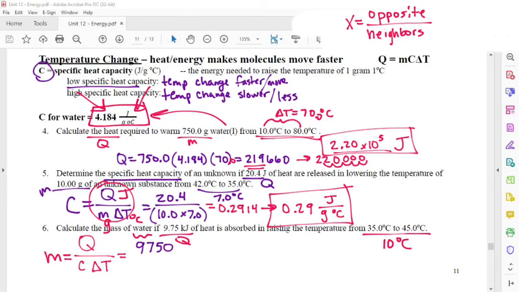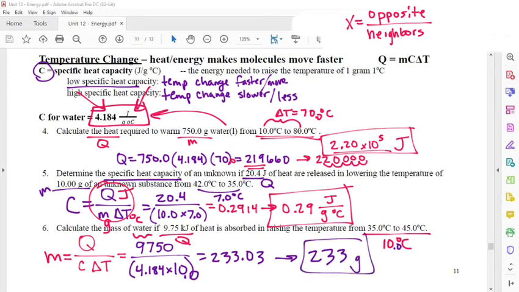So this is 9750 joules, and then our C is 4.184, and our delta T is 10. So if we do that math, 9750 divided by 4.184 and divided by 10 is 233.03, and I would need this, how many sig figs? Yeah, I should have kept that 0.0. That's 3 sig figs there. So I can round this to 233, and this is our mass, so this is going to be grams.